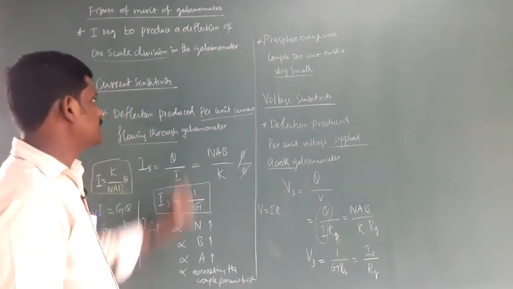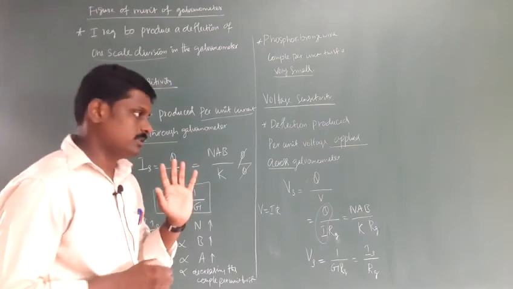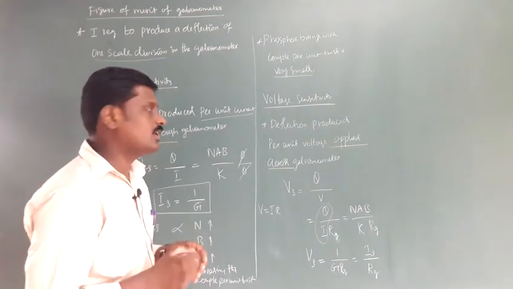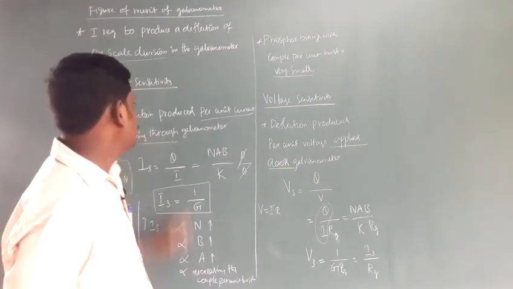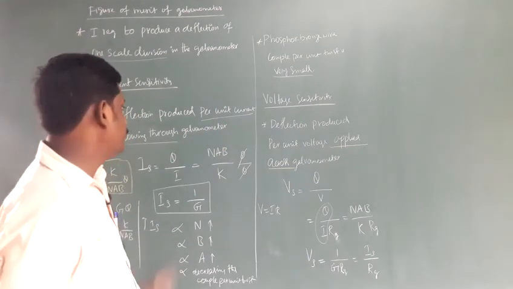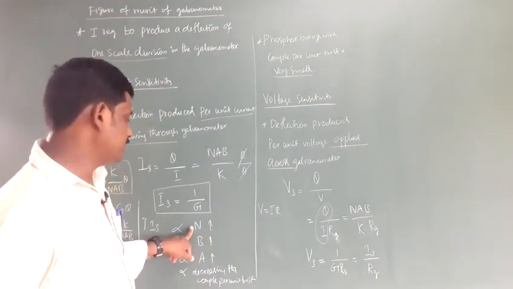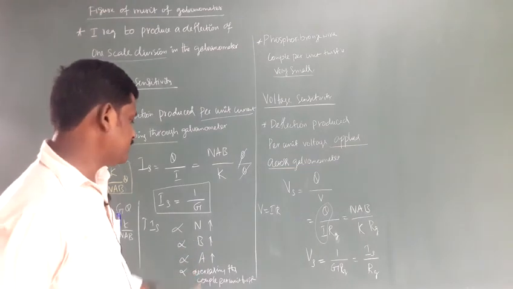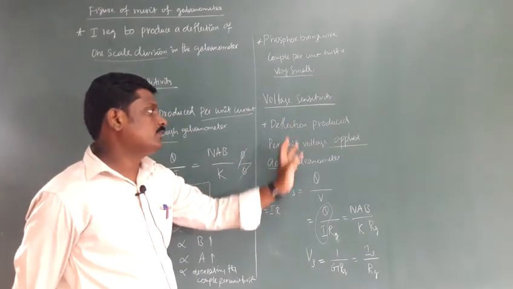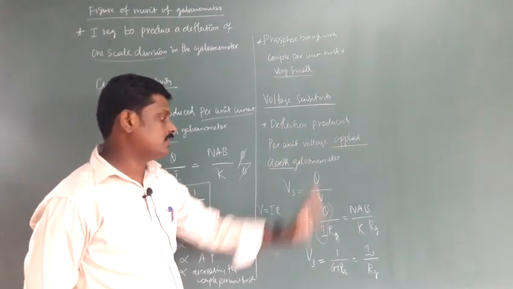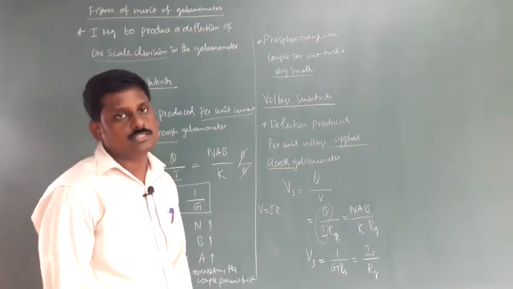So in this class we have discussed the sensitivity of the galvanometer. A galvanometer shows large deflection for very small current. That is the sensitivity: current sensitivity and voltage sensitivity. Deflection produced per unit current flowing through the galvanometer is the current sensitivity. It is increased by increasing the number of turns, magnetic induction, area of the coil, and decreasing the couple per unit twist. Voltage sensitivity is the deflection produced per unit voltage applied across the galvanometer, that is Vs equals current sensitivity divided by galvanometer resistance. Okay students.